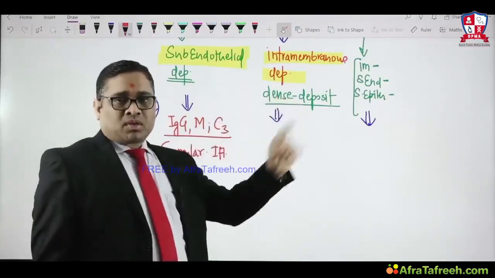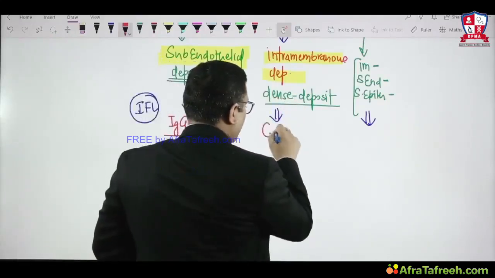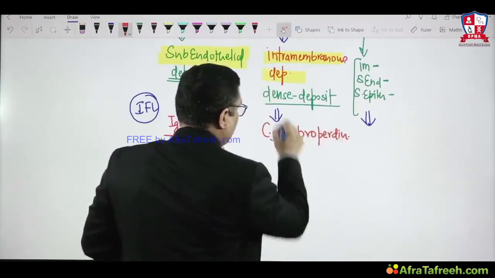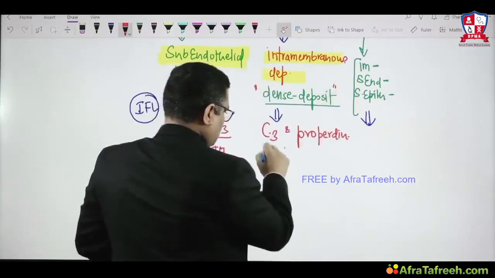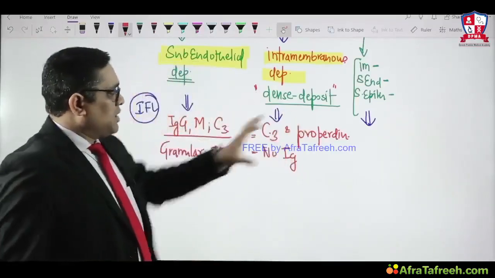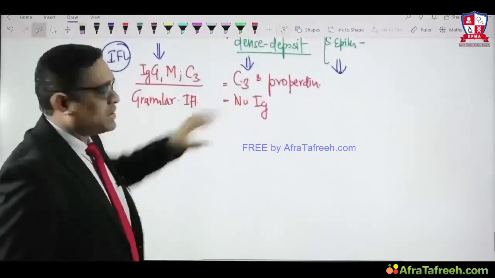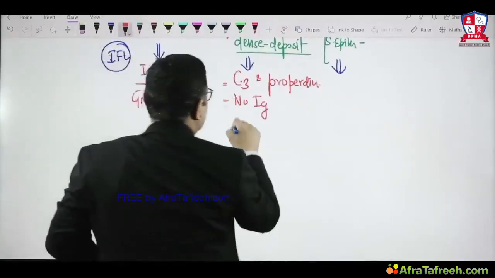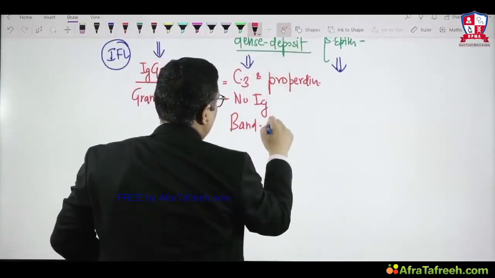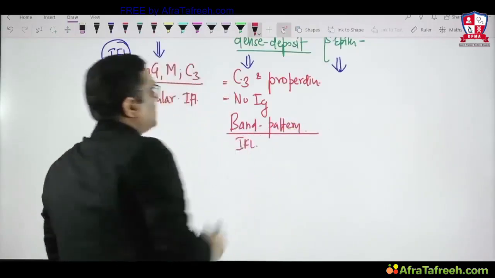But in type 2, there is only activation of the alternative pathway, and that is why you will see only C3 and properdin, and they will be dense deposits. There will be no immunoglobulin. So that is another important thing. C3 and properdin, but no immunoglobulin, and they are dense. That is why this dense immune complex gives a peculiar appearance called the band pattern of immunofluorescence.